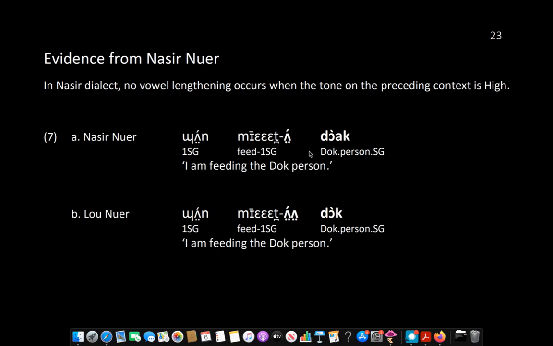Now, observe that the vowel in the noun is different in this dialect, but don't let that distract you from the difference in question, that is short versus long vowel before the noun.